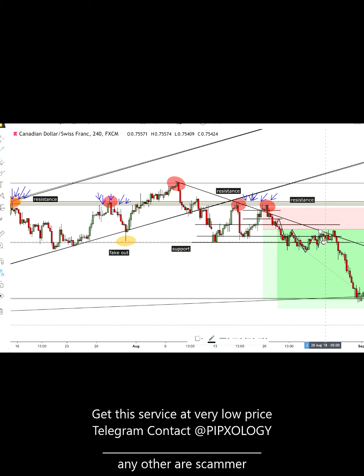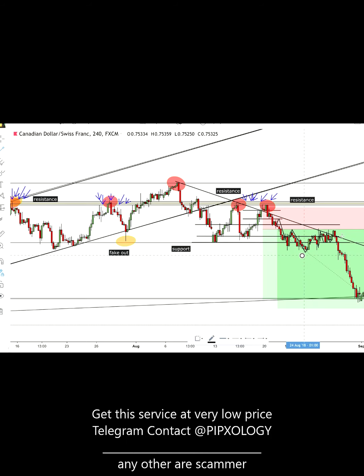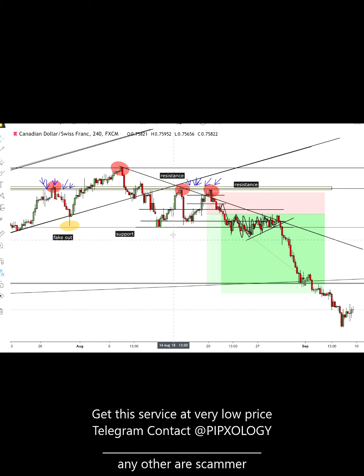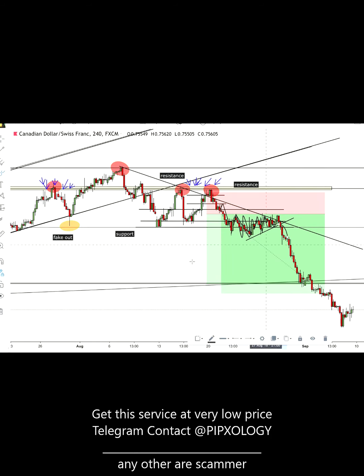Now, what's going on here? This is what I like to call saturation of all the buyers. The market is literally saturating them out of the market, erasing them out of the market, one pip at a time, until we have the spill out. And that's what we're waiting for.